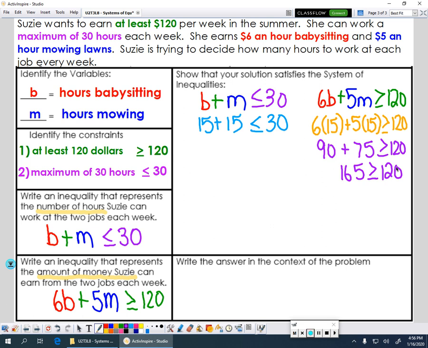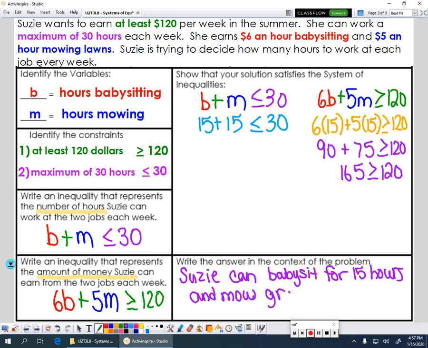So if I were going to write this in words, I would say that Susie can babysit for 15 hours and mow grass for 15 hours and be within her constraints. And if you don't like that word constraints, you can think of it as limits.